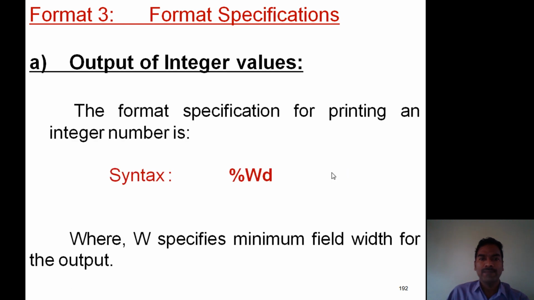In general, the format specification for printing an integer number is %wd, where w specifies the minimum field width to print the output value. It is treated as the field width specifier. Up to this extent, we generally use the %d format. Now a new thing, the actual format is %wd.